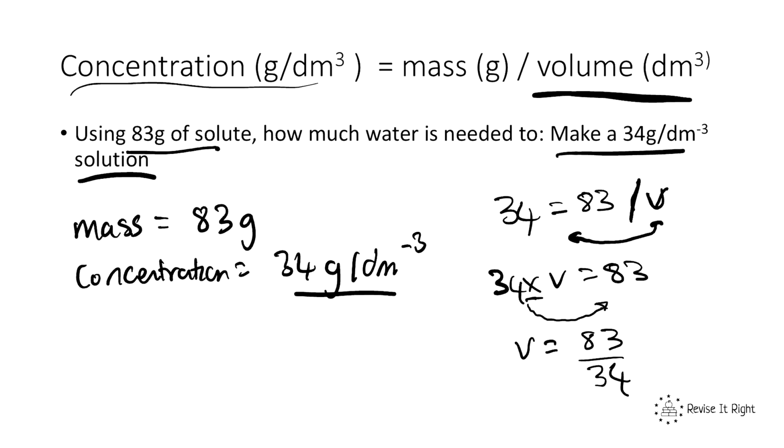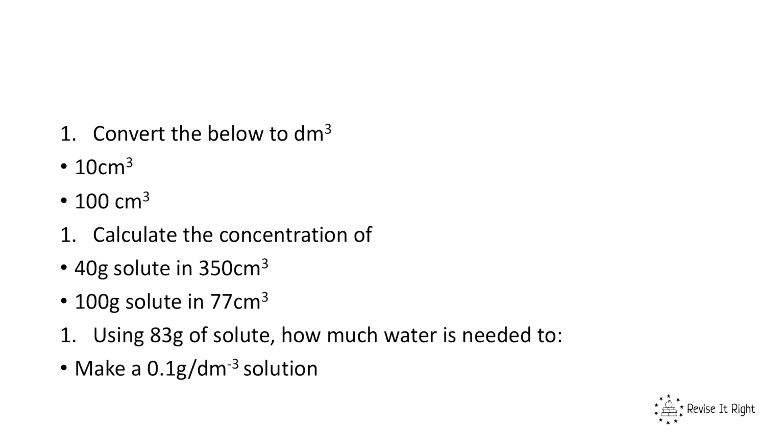Then all we need to do is put this figure into our calculator. So 83 divided by 34, and the volume is therefore equal to 2.4 to one decimal place, and the volume's units are dm cubed, so the answer is 2.4 decimeters cubed. So what we'd now like you to do is have a go at answering these questions here, and we will go through the answers together. So pause the video now.